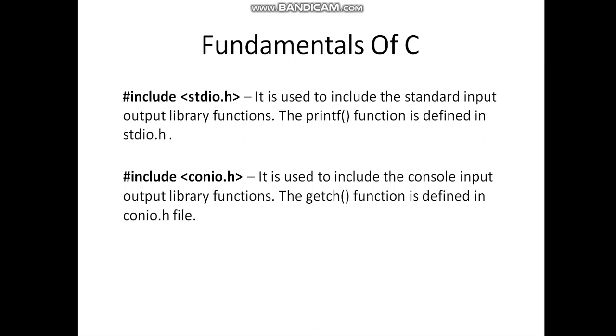As you are already aware, we use printf when we need to display some message or data on the screen. The second is #include <conio.h>. conio.h means console input output. It is used to include the console input output library functions. As we used getch in our previous video, it is used to hold the screen until the user enters any character or number from the keyboard. The getch function is defined in conio.h.